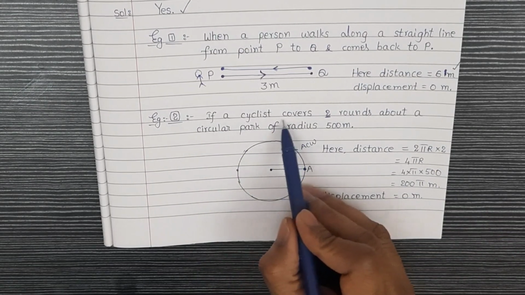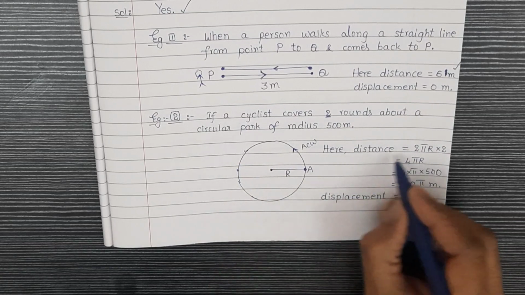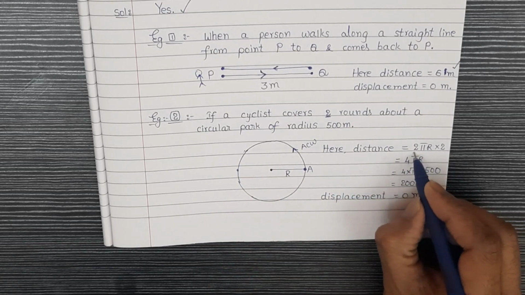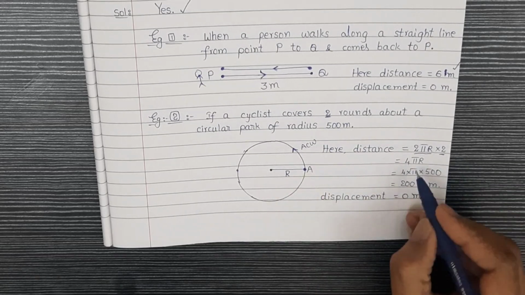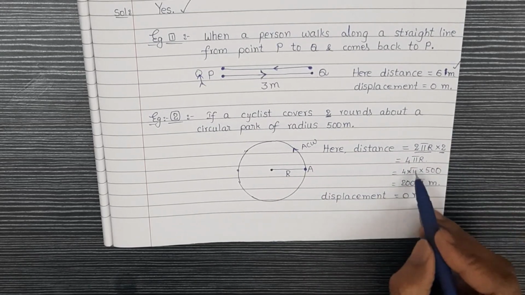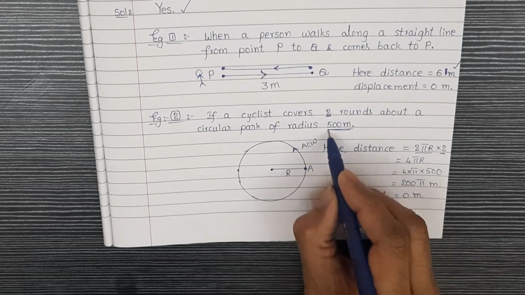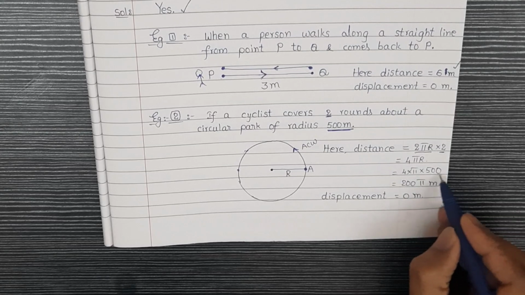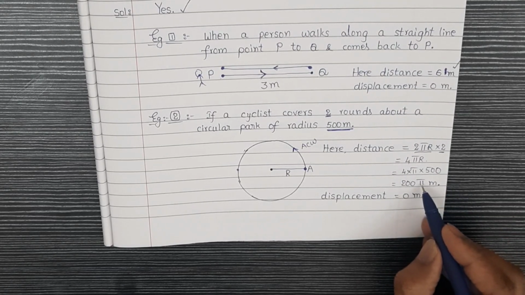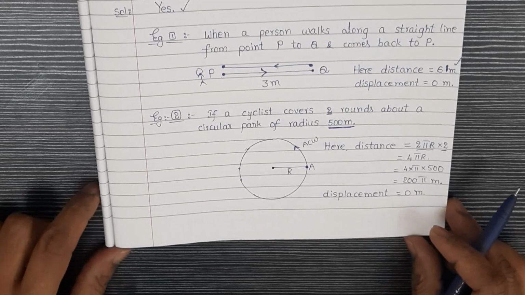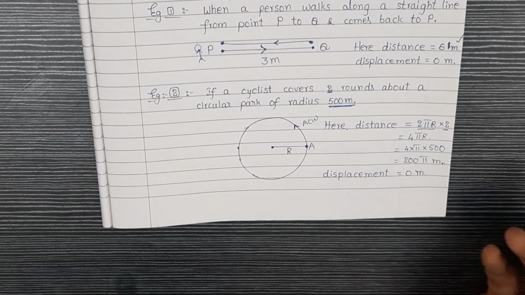As per the question, the cyclist is covering 2 rounds about the circular park. So the distance covered must be 2 pi r times 2, because the number of rounds is 2. So it would be 4 pi r. Substitute the radius of the park, which is 500 meter: 4 pi into 500 meter. You may further simplify this by considering the pi value as 3.14, or you may leave it as 2000 pi meter.